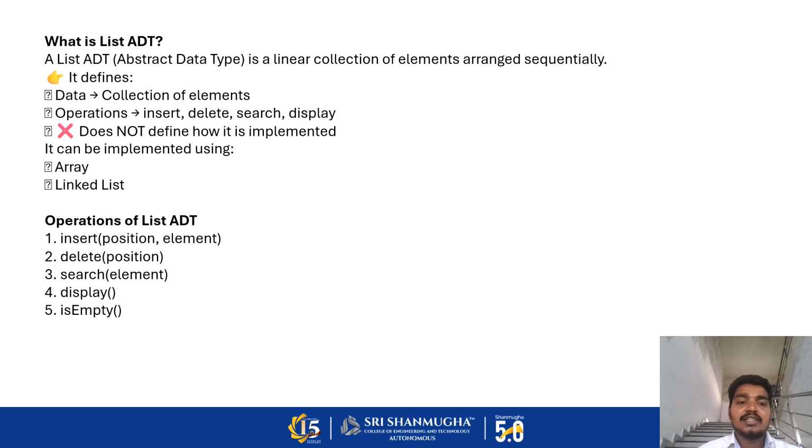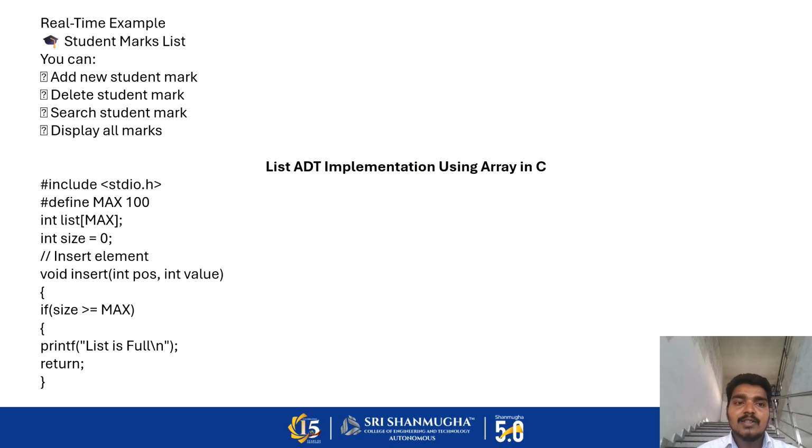Operations of list ADT: insert, delete, search, display, empty. Insert needs a position and a value, the value being the element. Next, delete needs a position, also called the index. Search needs the element. Then display. The fifth is empty, which checks whether the list is empty or null.